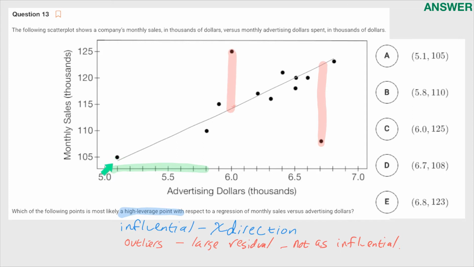This point here has a big gap in the x direction with respect to its next closest point, and then points that are far above or below the regression line are considered outliers. Of the two, influential points will move a line a lot more. So this is the influential, or high leverage, point. The correct option is the point (5.1, 105), or choice A.